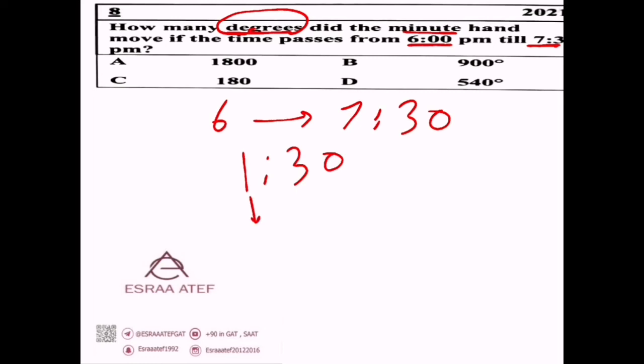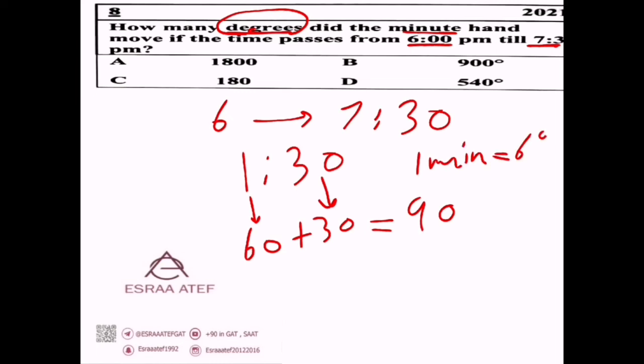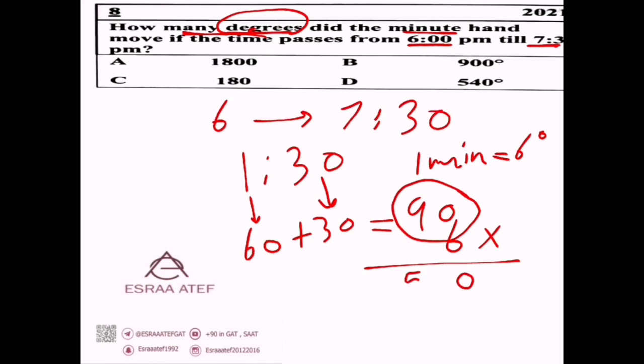1 hour is 60 minutes, and 30, so we have 60 and 30, which is 90 minutes. We take in the rules of GAT that 1 minute equals 6 degrees. So if we multiply the 90 minutes by 6, we can get the number of degrees. 6 times 0 is 0, and 6 times 9 is 54. So the answer will be 540 degrees.